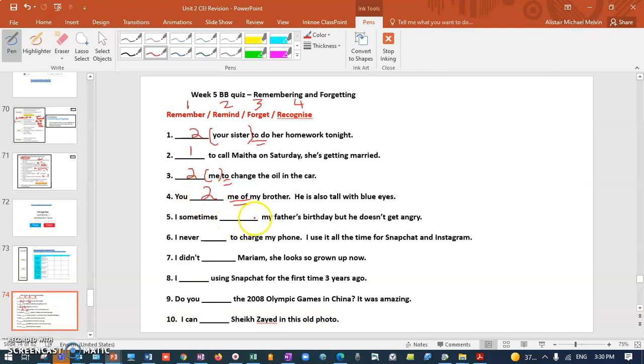Number 5, I sometimes forget my father's birthday. Number 6, I never forget to charge my phone. Okay, I didn't recognize Mariam. She looks so grown up now. So she was a child the last time you saw her, and now she looks a bit different. Number 8, I remember using Snapchat for the first time 3 years ago. Do you remember the Olympic Games in China? I can recognize Sheikh Zayed in this photo. Okay, so I'm going to stop there for that video.